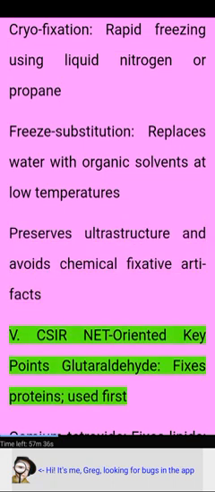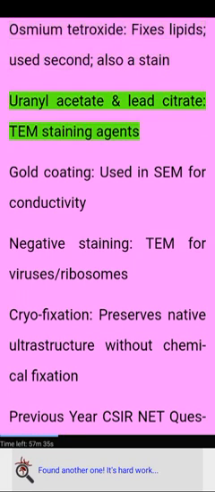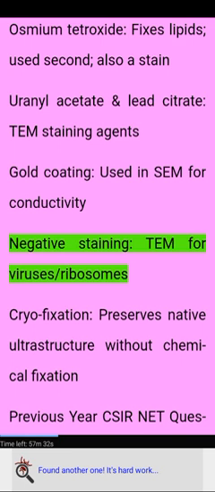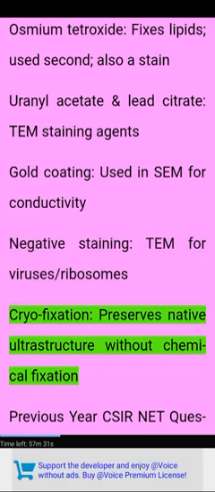CSIR-NET oriented key points. Glutaraldehyde fixes proteins and is used first. Osmium tetroxide fixes lipids, is used second, and is also a stain. Uranyl acetate and lead citrate are TEM staining agents. Gold coating is used in SEM for conductivity. Negative staining in TEM is for viruses and ribosomes. Cryofixation preserves native ultrastructure without chemical fixation.